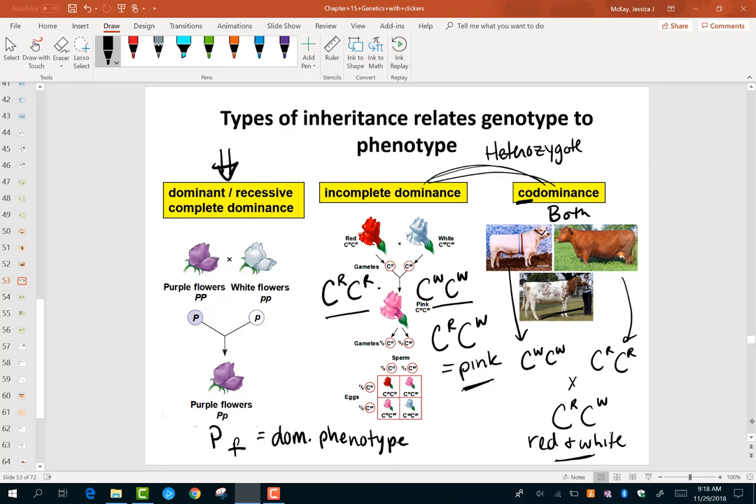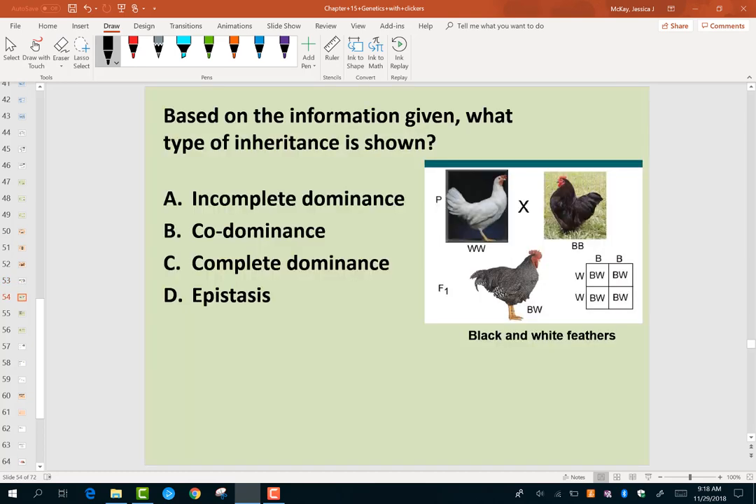So let's look at a couple questions. Based on the information given, what type of inheritance is shown? The BW here has black and white feathers. It's not gray, so that is codominance.